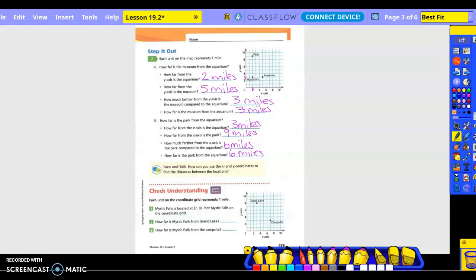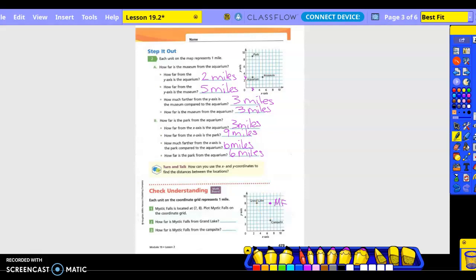So technically, if we had them both plotted on our coordinate grid, then we could just subtract those places from each other, right? Okay. So check understanding. Each unit on the coordinate grid represents 1 mile. Mystic Falls is located at 7, 8. Plot Mystic Falls on the coordinate grid. So we're going to go to the right 7 and up 8. So here is Mystic Falls, right?